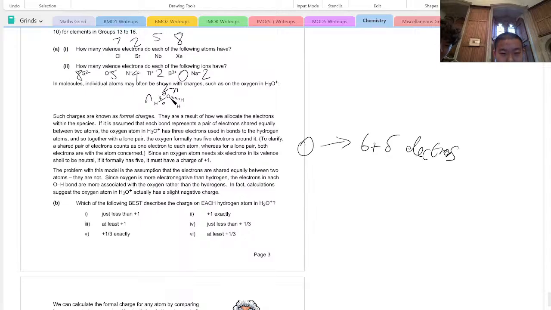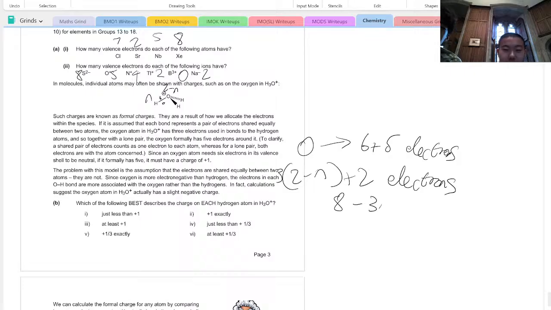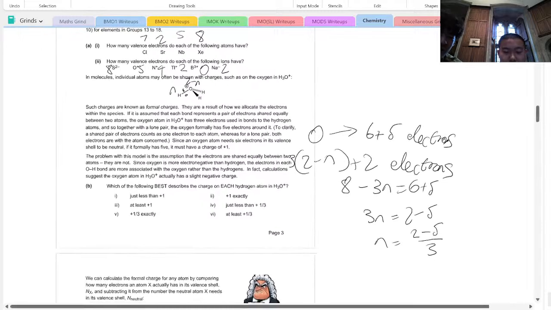But the thing is, the oxygen has 2 minus n times 3 plus 2 electrons, which is 8 minus 3n, equals 6 plus delta. So 3n equals 2 minus delta. So n equals 2 minus delta over 3. Okay.